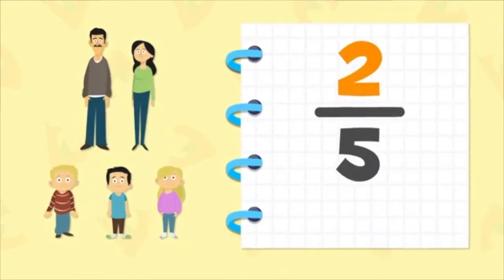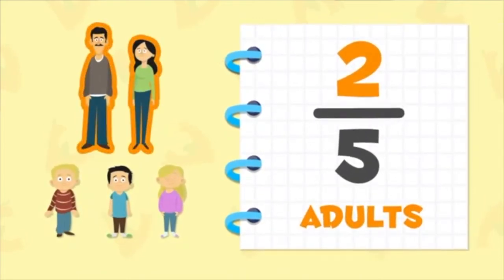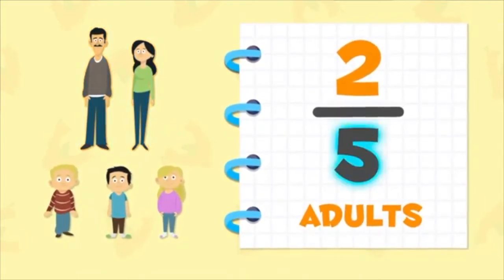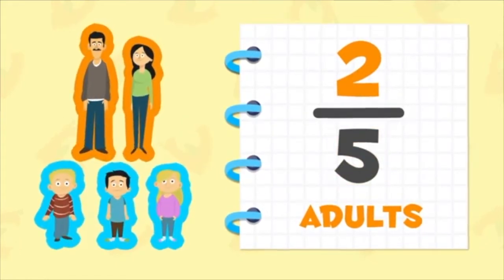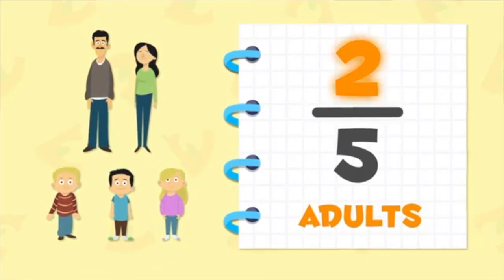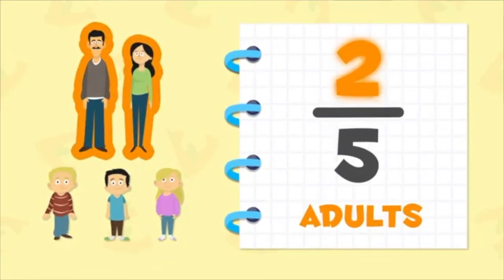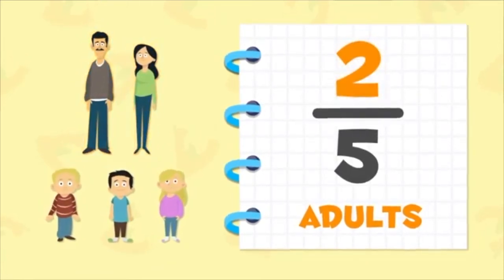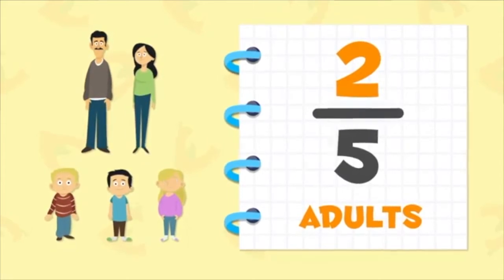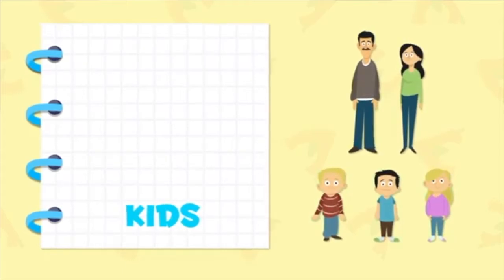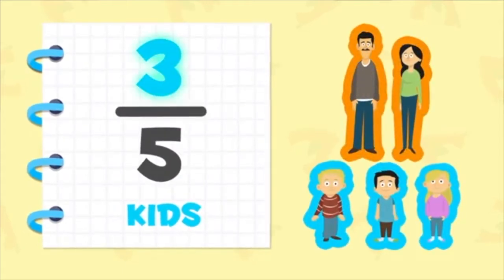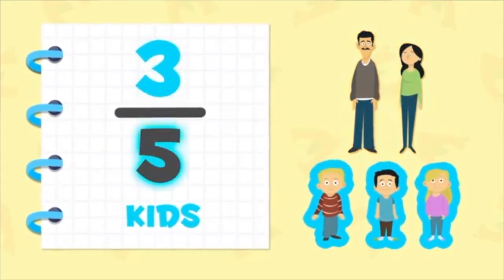I know that 2/5 of the group are adults. Number 5 below the line is called the denominator. It indicates that we are 5 people in the group. Number 2 above the line is called the numerator. It indicates the 2 people in the group are adults. Exactly. So, what fraction would represent the number of kids in our family? 3/5. In this group of 5, 3 people are kids.